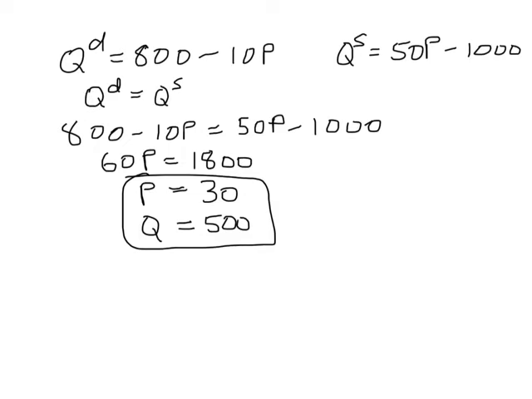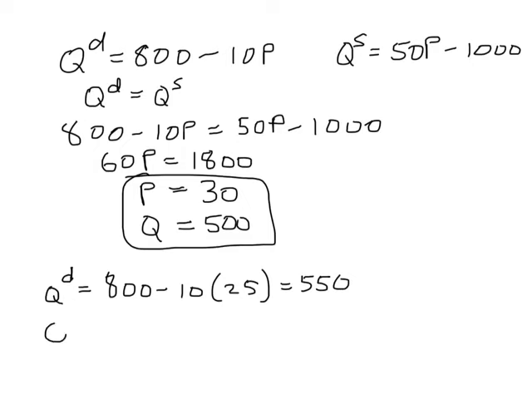I may as well figure out quantity demanded at the price ceiling. I could get that just by plugging in. So I know it's going to be binding because the market price is 30, and 25 is below that. 800 minus 10 times 25 is equal to 800 minus 250, that's 550.